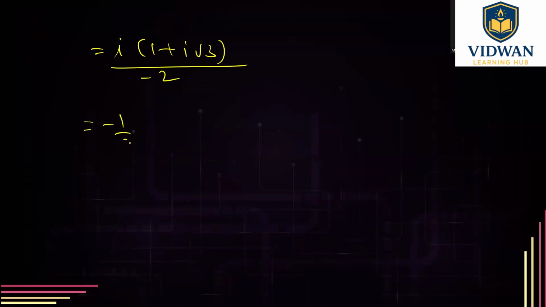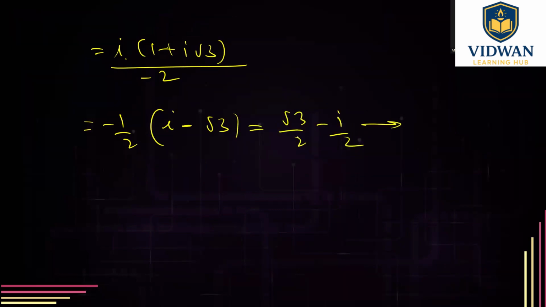So that is minus half into, bring that i inside, it will become i into 1 plus i into i root 3 is i square root 3, because i square is minus 1, we'll get minus here. And when you open the brackets, it actually gives you root 3 by 2 minus i by 2. So this complex number is in which quadrant now? A positive, B negative would be fourth quadrant.